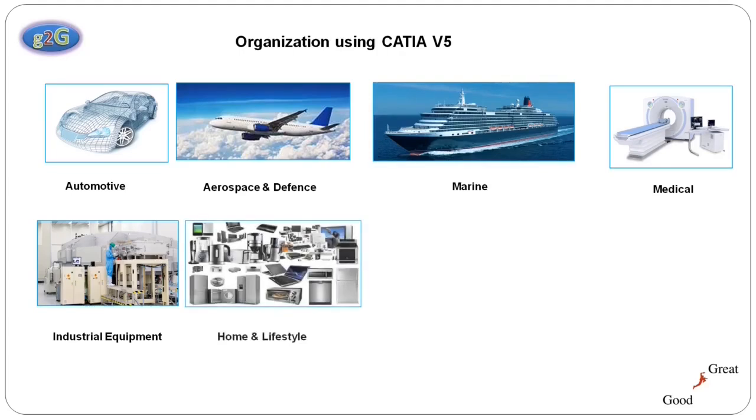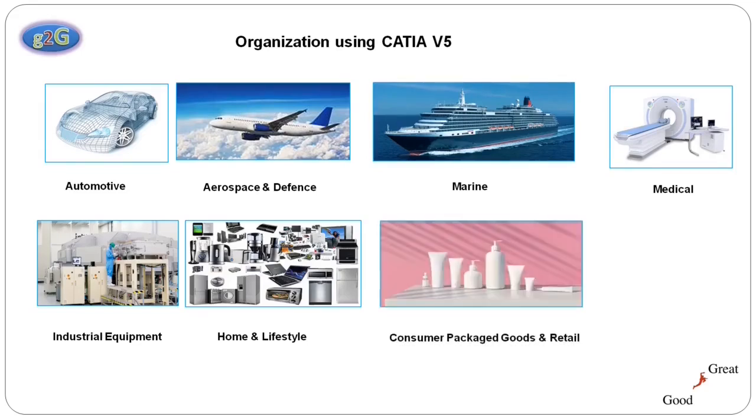The next segment is home and lifestyle. If you look at your home, you can see a lot of household appliances: refrigerator, microwave, washing machine, mixer and grinder. These products are all designed in CATIA. Whether it's a plastic product, sheet metal product, casting product or foam product, everything is designed in CATIA.